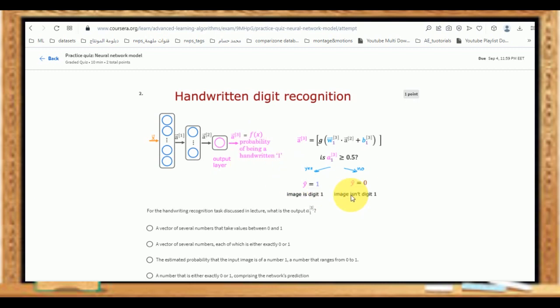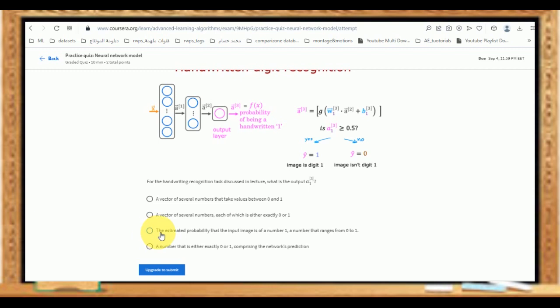The output is probability of being a handwritten one number. The estimate probability that the input image is of number 1, a number that range from 0 to 1. This is correct answer and we will submit with you.